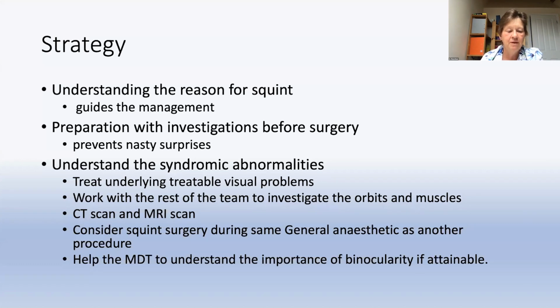because some of these patients will be missing muscles. We also may need to consider squint surgery during the same general anesthetic as another procedure that the child's undergoing. And it's our job to help the multidisciplinary team understand the importance of binocularity and the fact that we might need to operate on some of the squints early in order to either attain that or retain it.